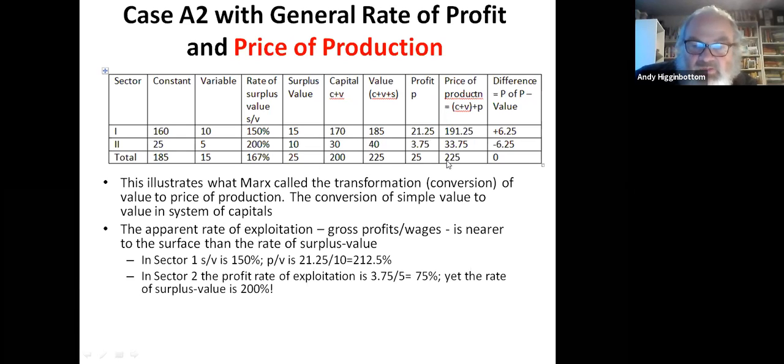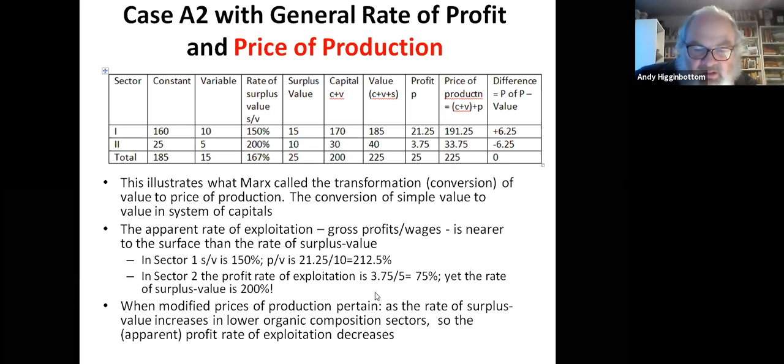Okay, because why is that? Because the amount of profit per worker is greater in sector 1 than in sector 2. So you get an apparent rate of exploitation which will decrease in the low organic composition of capital sector and will increase in the high organic composition of capital sector.